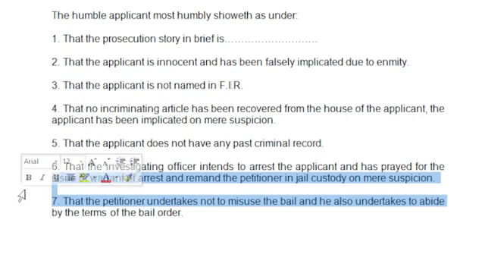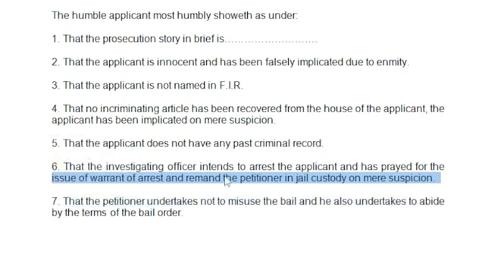Now the sixth point is that the investigation officer intends to arrest the applicant and has prayed for issue of arrest. You can mention if any FIR has been registered, an investigation officer intends to arrest the applicant, and issue a warrant of arrest or remand the petitioner in jail or custody. That is why we are applying for anticipatory bail, so that he could not be arrested.